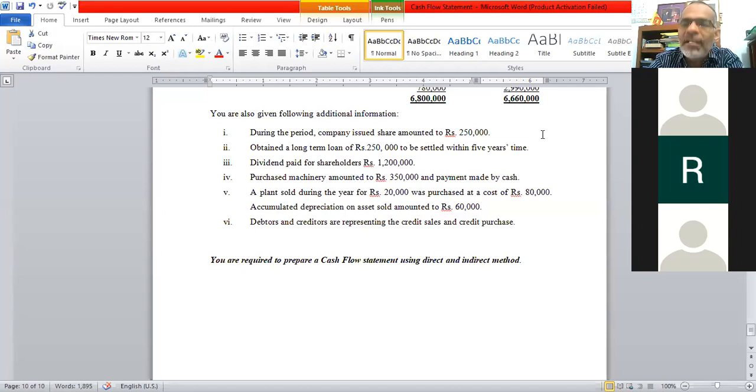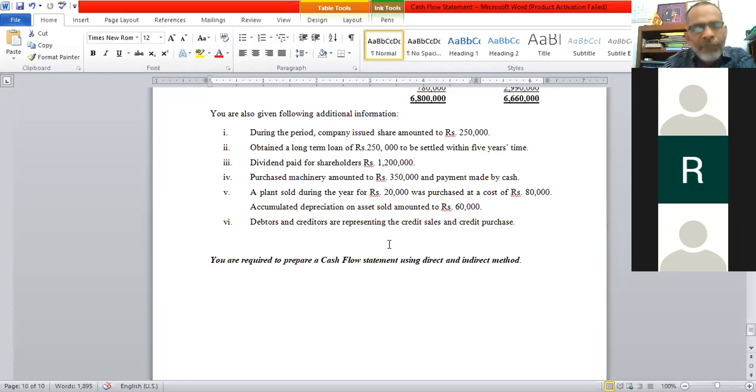The last one, debtors and creditors represent the credit sales and the credit purchases. Therefore, there is no doubt that if there is a debtors and creditors balance, creditors are due to the credit purchases, and debtors are due to the credit sales. Credit sales and credit purchases represent debtors and creditors, not a cash transaction.